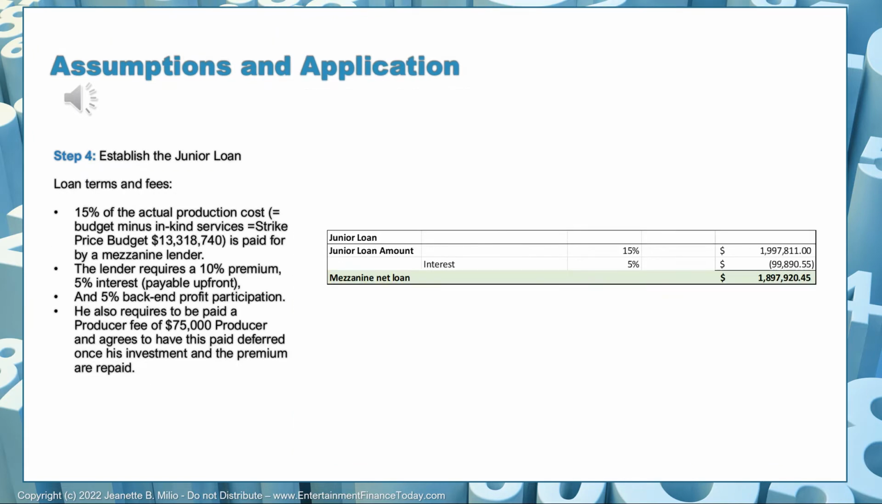portion of our budget. The junior lender in our assumptions gives us 15% of our actual production cost, which is our budget minus the in-kind services, which were $440,000. So the strike price is $13,318,740 for the budget, and of that the lender will give us 15%, which is $1,997,811. The interest due for this loan is 5%, so we have to deduct $99,890.55, leaving us with the mezzanine net loan of $1,897,920.45.